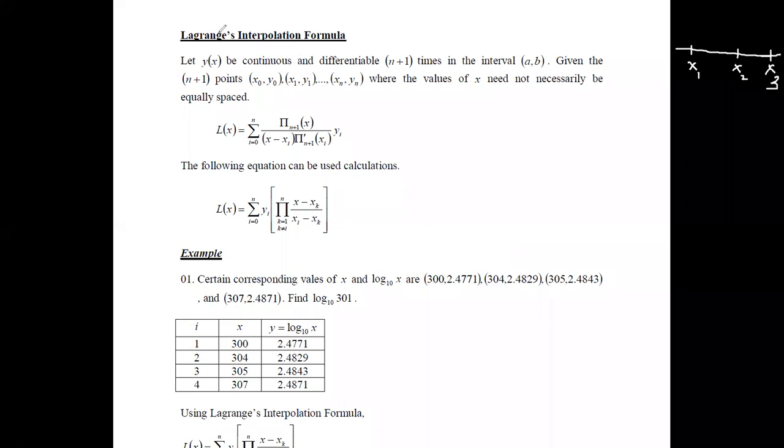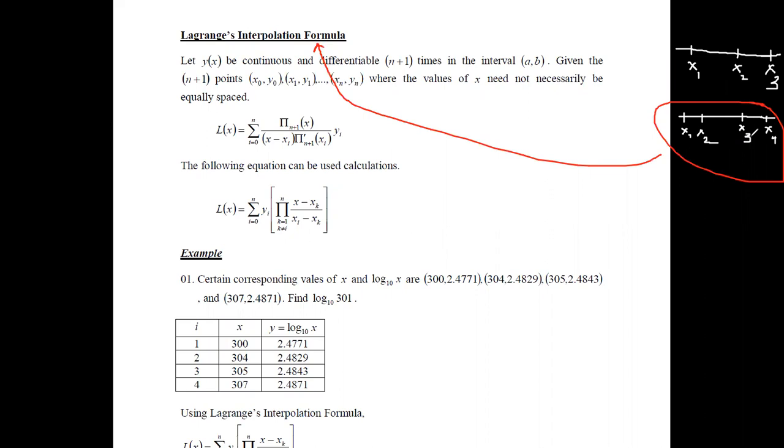But when we have unequally spaced x values, it means that x1 may be here, then x2 may be closer to this, and x3 may be here. Now you can see the values are not equally spaced. x4 is somewhat here. Therefore, if you consider any two consecutive values, the space between these values may not be equal to each other. In a situation like this, we can apply Lagrange's interpolation formula for the purpose of interpolating the value.